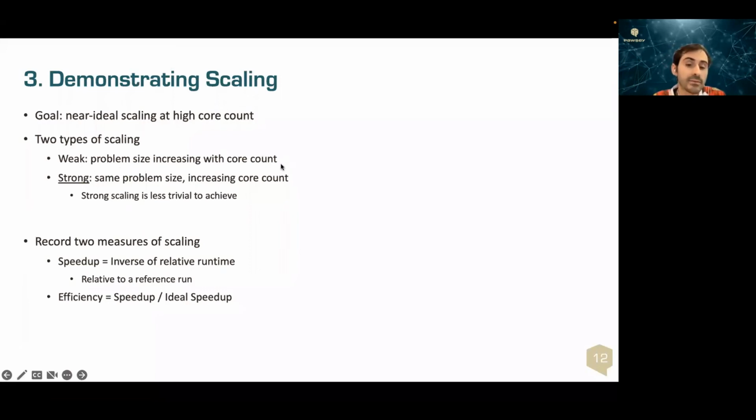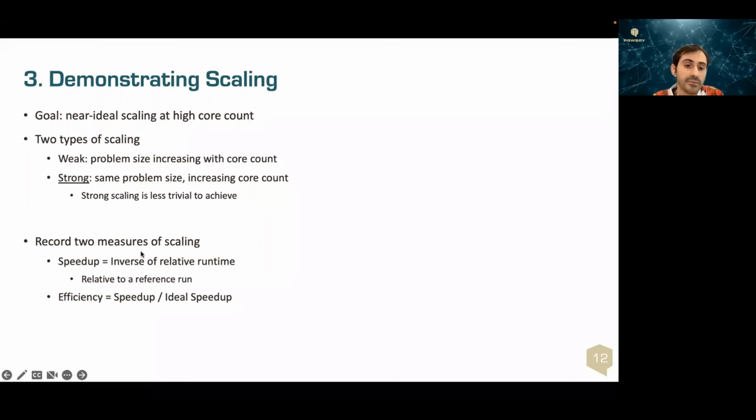Weak scaling is a requirement that is relatively simple to achieve in algorithms. Strong scaling is the difficult one. So there are comparatively fewer algorithms that are capable of strong scaling compared to those that are capable of weak scaling. And in this example, I'm just going to focus on the strong scaling example. So same problem size, same input, just increasing the core count and seeing what we can get.